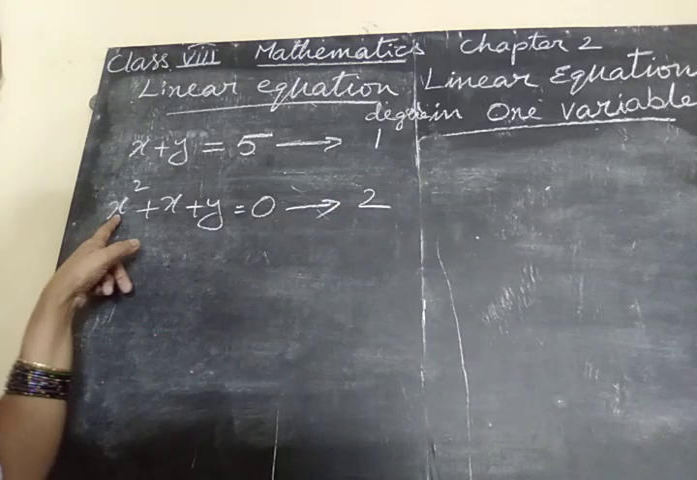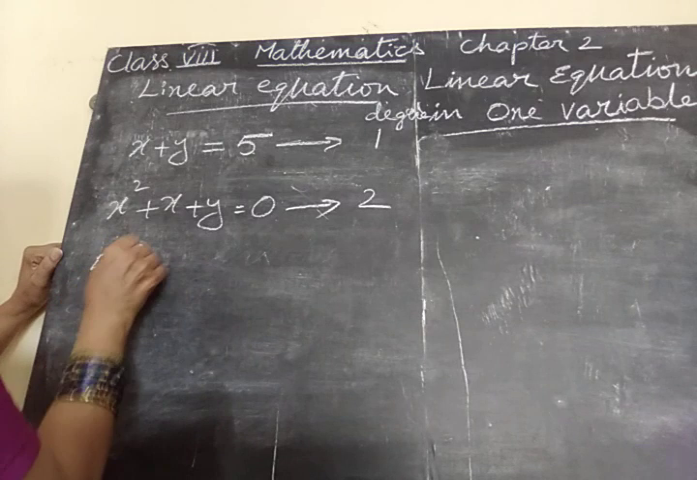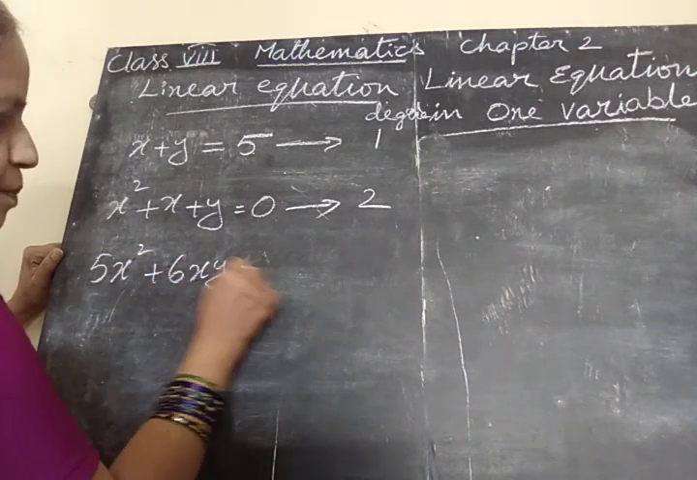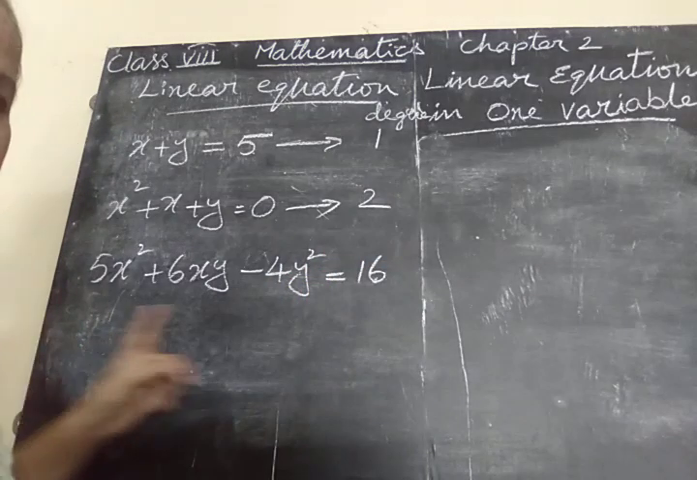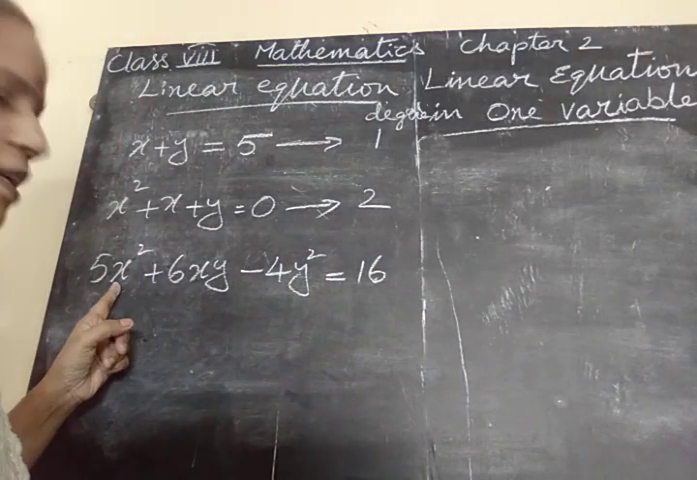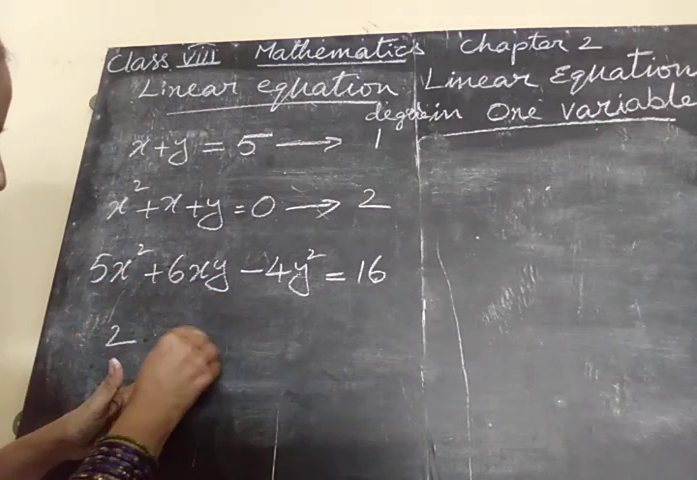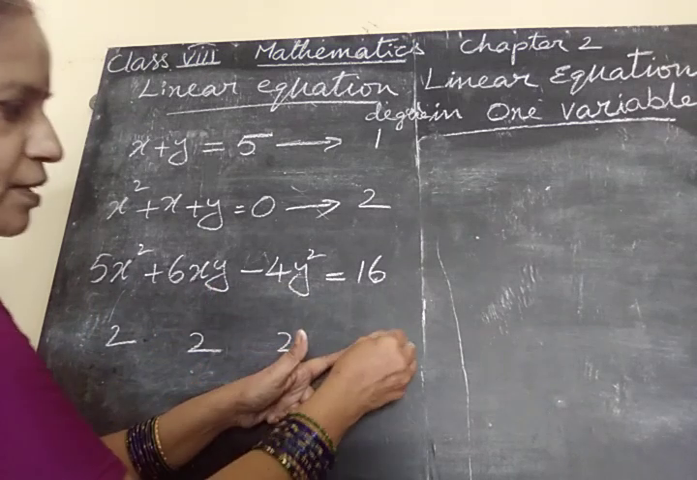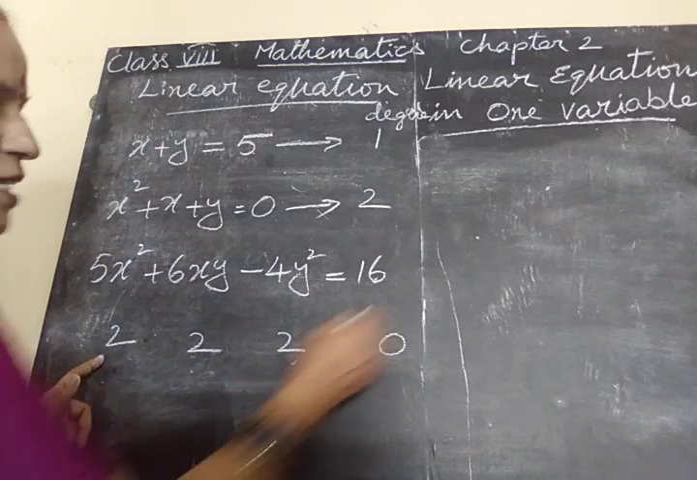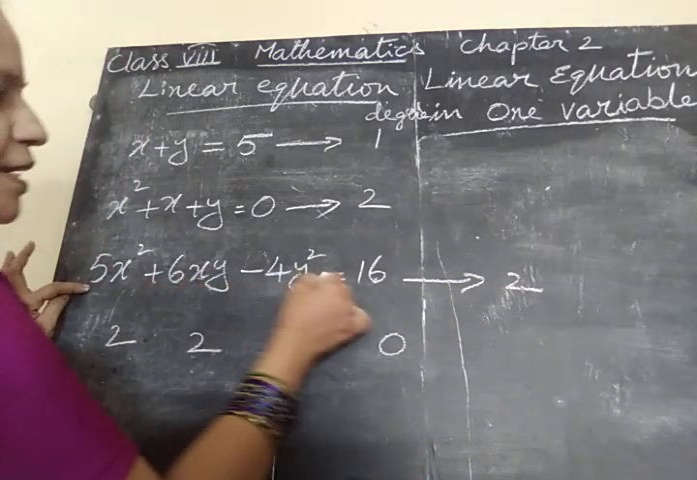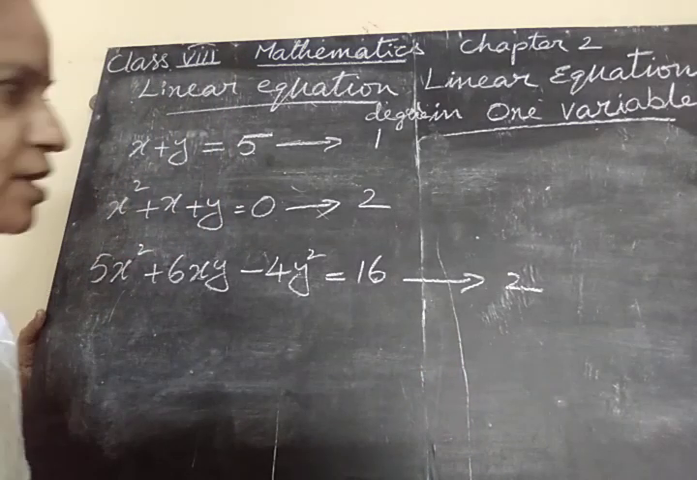So 2 is the highest degree. Understood? Now 5x² + 6xy − 4y² = 16, this is the equation. For this, what is the degree? Here, first term degree 2, second term degree 2, third term degree 2. Here 0, for this 16, constant only. So the highest degree is 2 only. So this is a second degree equation. Understood, children? This is a second degree equation.